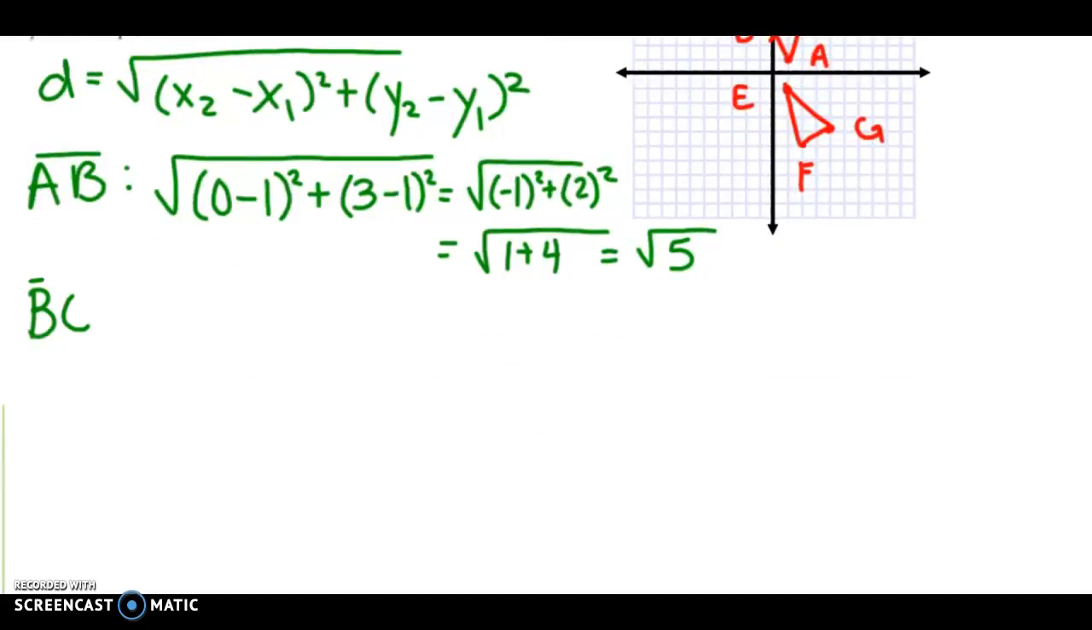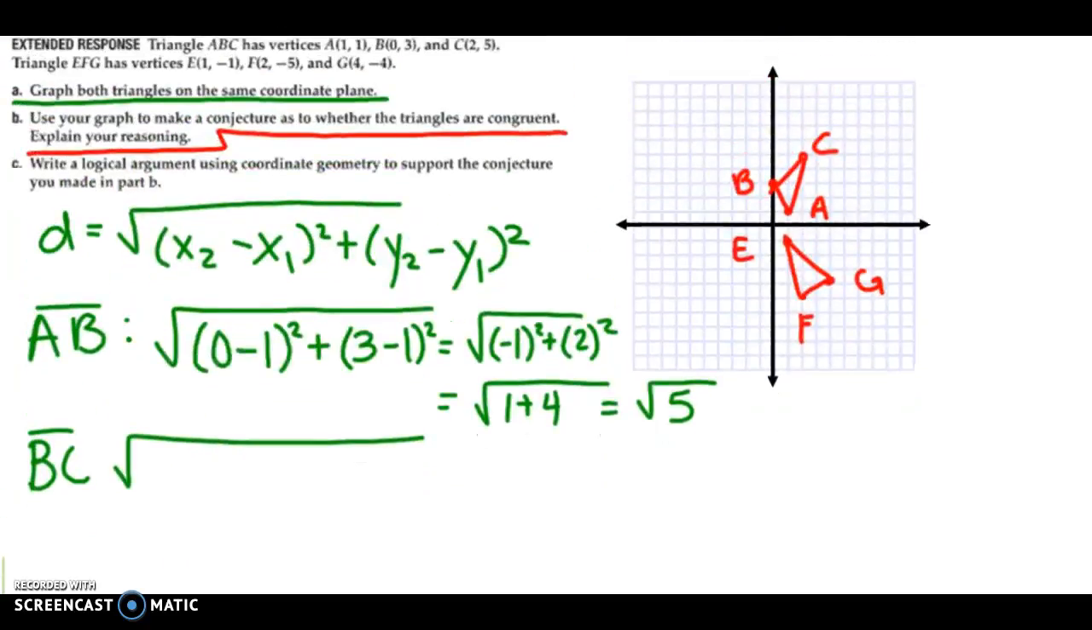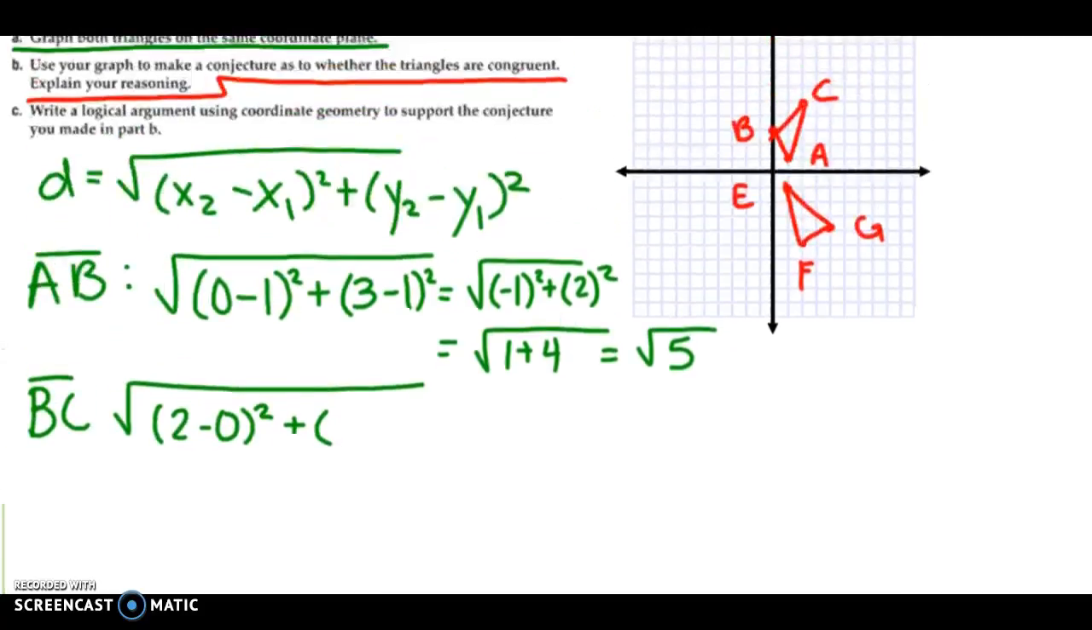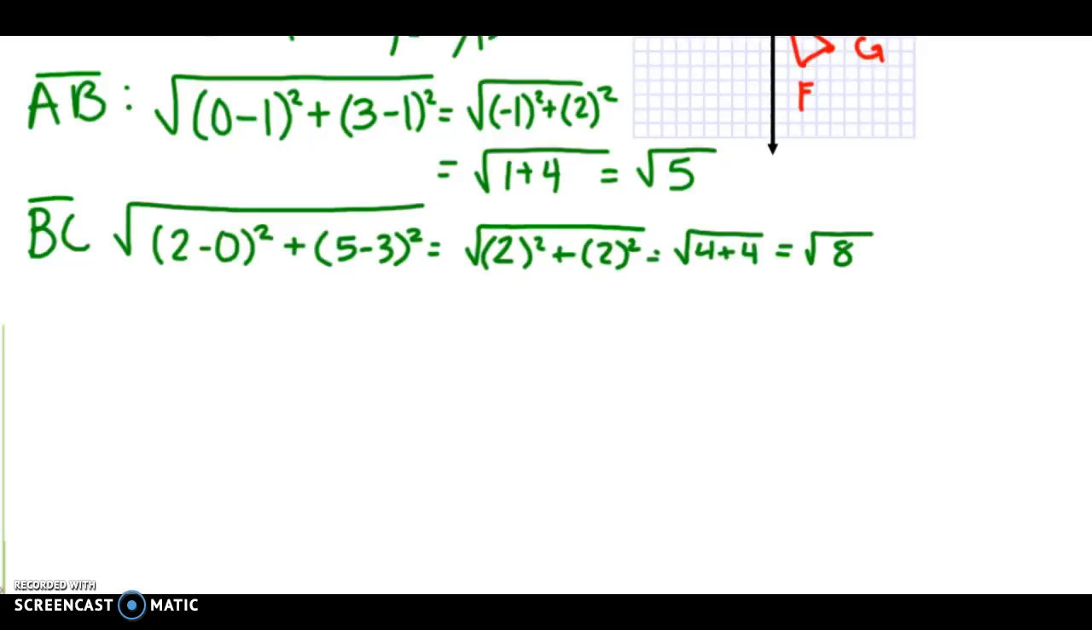Let's find BC. Okay? Well, BC's points are B is 0, 3, and C is 2, 5. So it'd be 2 minus 0 squared and 5 minus 3 squared. And so then we'd get 2 squared, 2 squared. Okay, that's 4 plus 4, square root of 8. Alright? Next one, let's look at AC.